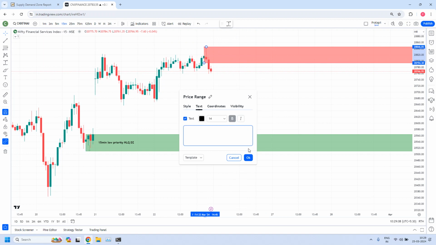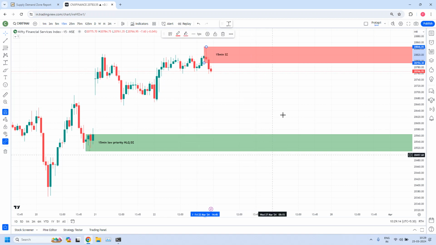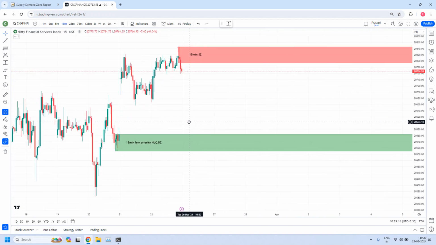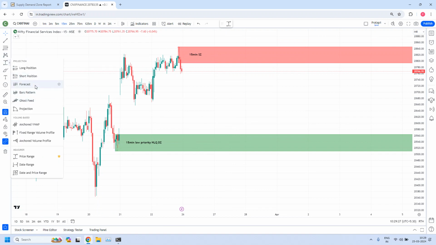This is a normal supply zone, a 15 minutes supply zone. It seems we have a good RR there. Let us check how much RR is there by using the long position tool.